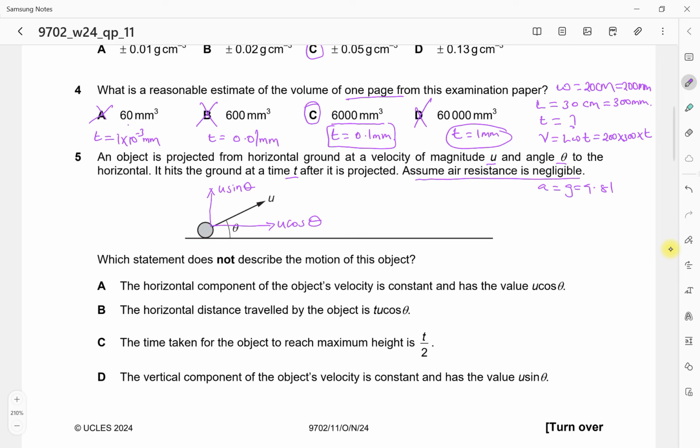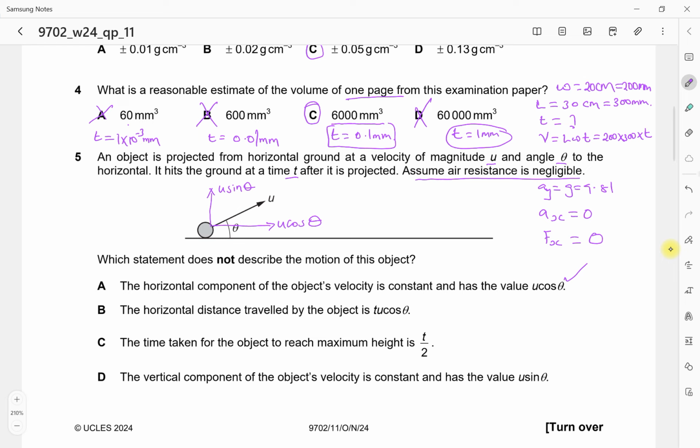The horizontal velocity remains constant because acceleration in the horizontal is always 0, because the resultant force in the horizontal is 0. No force acts on the body in the horizontal. The only force acting is in the vertical, which is the force due to gravity. So this statement is correct.